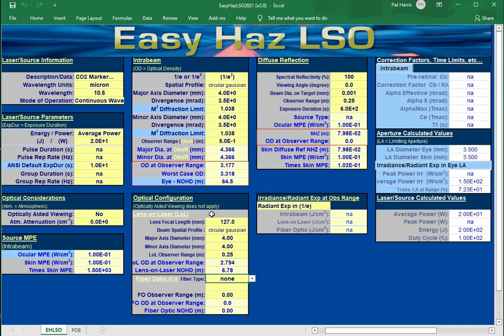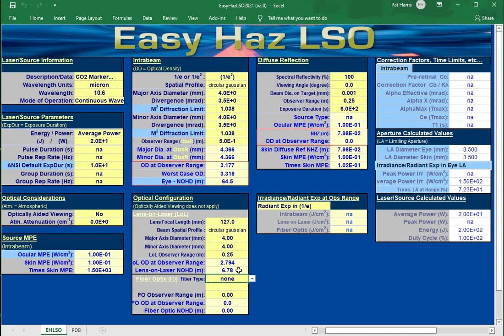We do have the lens on laser. We have a 127 millimeter focal length lens. That's about a 5-inch focal length lens. The beam diameter we'll be using is the same as what we're using for the beam waist in the intrabeam, 4 millimeters. The observer range is 1/4 of a meter. The OD at observer range is about 2.8, and the lens on laser NOHD is about 6.8 meters.